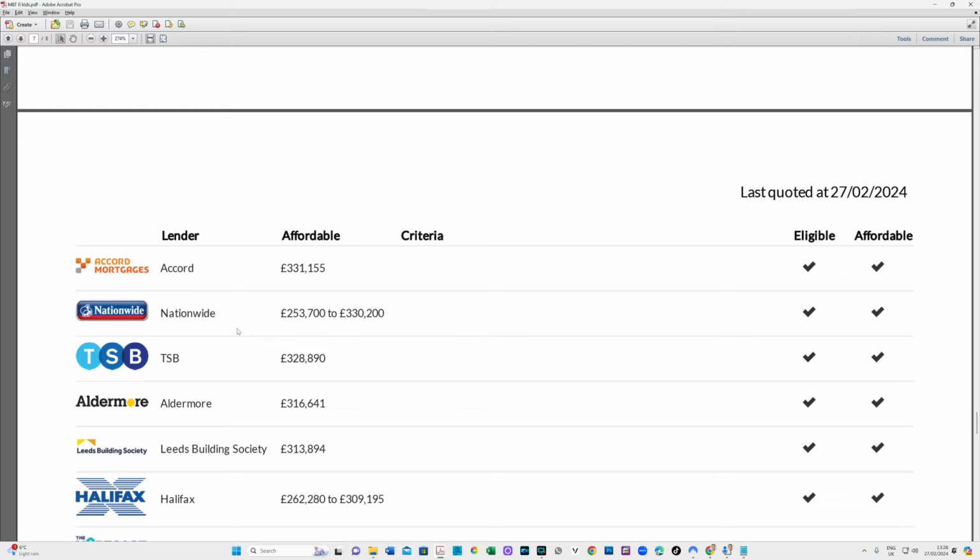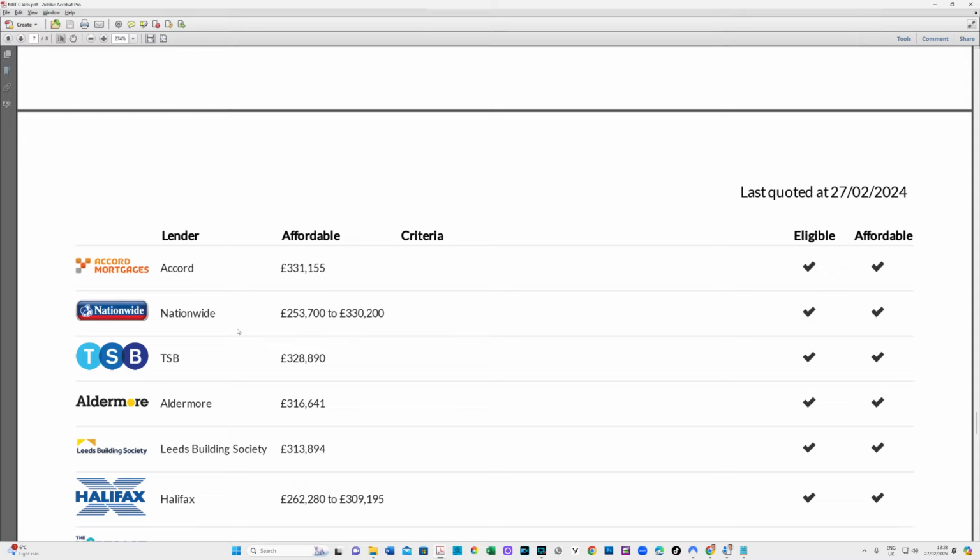No criteria checks, no property checks, no residency checks, nothing apart from affordability. So this is not advice. I'm just giving you some indications of what's available and also how having kids will affect affordability, right? So this is not me saying go to lender number one, lender number two, because there are lots of adjustments.